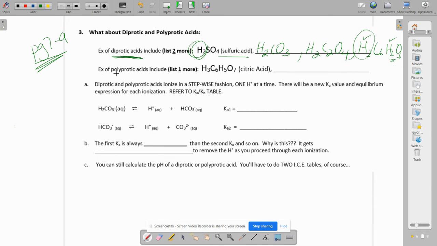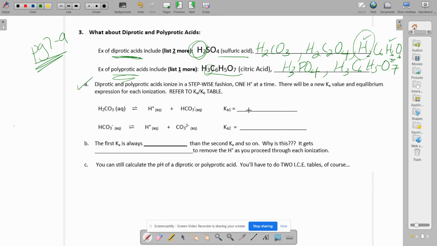So what about polyprotic? That means 3 or more H pluses. Citric acid is a great example. Another example on the Ka-Kb sheet is phosphoric acid. Citric acid is found in orange juice, things like that. Actually, Sour Patch Kids are like concentrated citric acid. Very yummy. All right, so we've got some examples.